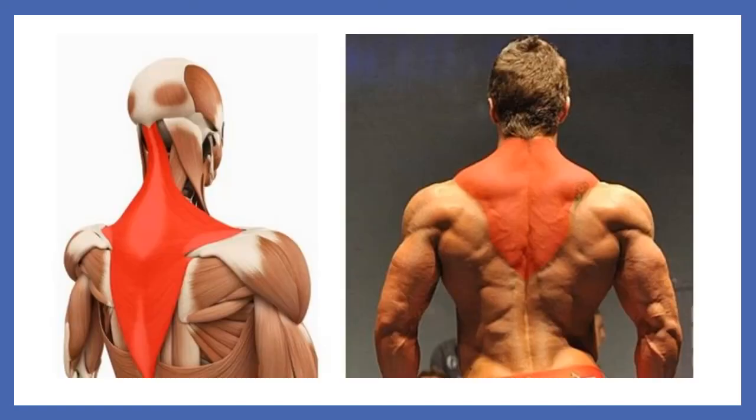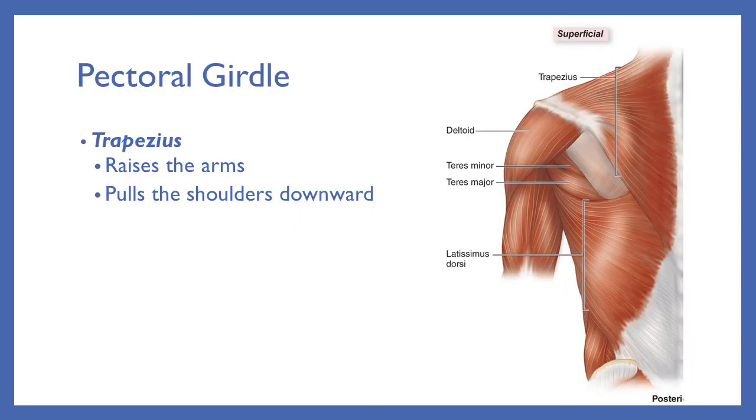Does anybody know the name of this muscle shown here on a model and in person on a bodybuilder? It's called the trapezius. This muscle is trapezoid shaped, and its function is to raise your arms and pull your shoulders downward. So if you straighten your back and pull your shoulder blades in, you're using your trapezius.